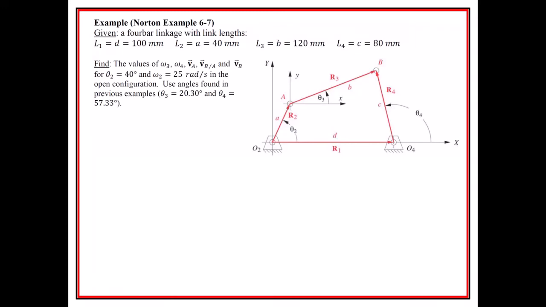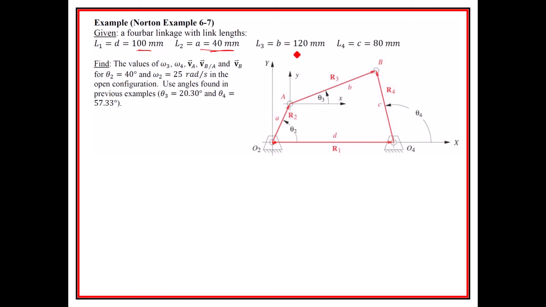All right, for class 14/15, this is example 6-7 out of Norton, doing velocity analysis with a 4-bar mechanism. Just to review here, it's 100 millimeters distance between the base, between these 2 points, 40 millimeter crank at L2, aka A. A lot of times we'll call that link 2.